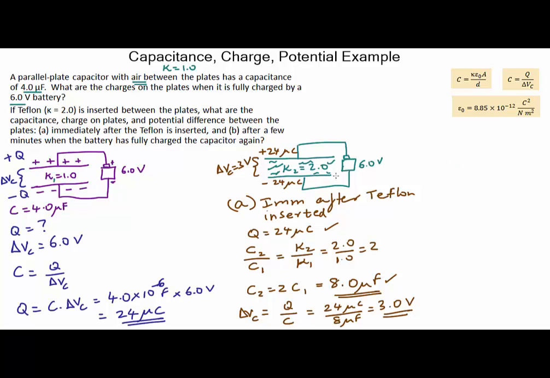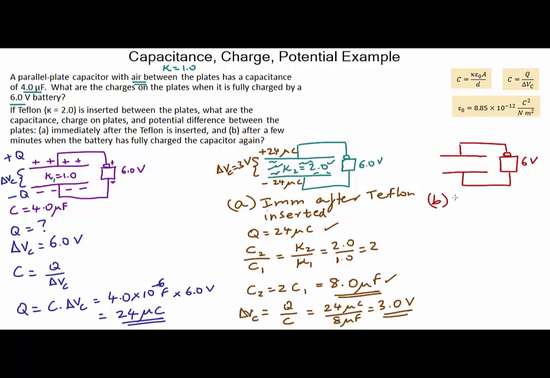So now, if we give it a little bit of time, this battery is now going to start working again. Things are no longer in equilibrium. I've got a 6-volt potential difference across the battery. I've got only a 3-volt potential difference across the plates of the capacitor. So the battery will begin working again and move charges until the potential difference across the plates of the capacitor once again becomes equal to the battery's potential difference of 6 volts.